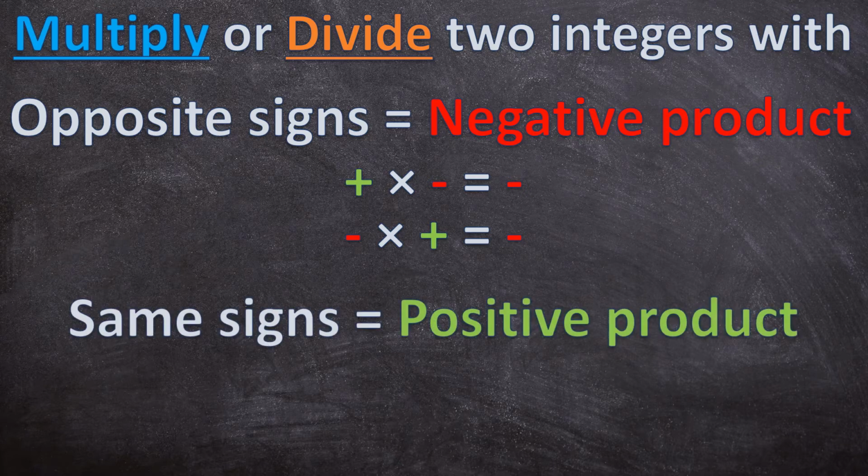The second rule, when you have integers with the same signs, you will have a positive product, a positive answer. So when you have a positive times a positive, you will have a positive answer. Or if you have a negative times a negative, you will also have a positive answer. Now this might seem a bit confusing, so let's see how this works.